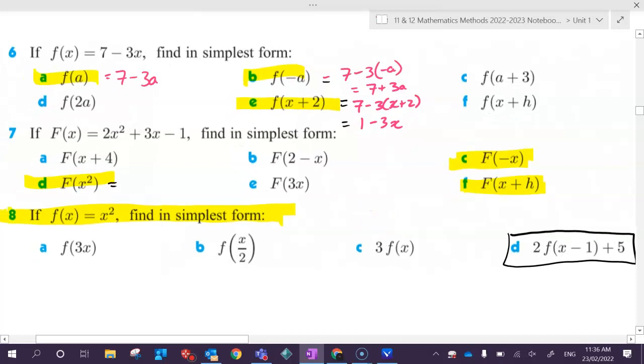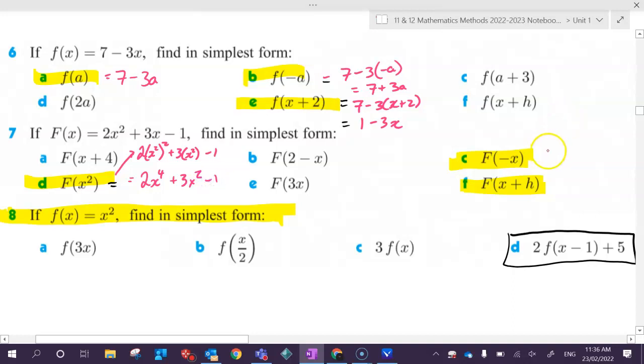F of X squared. Oh, why was I so cruel to you? 2 times X squared squared plus 3 times X squared minus 1. 2x to the power of 4 plus 3x squared, take 1.